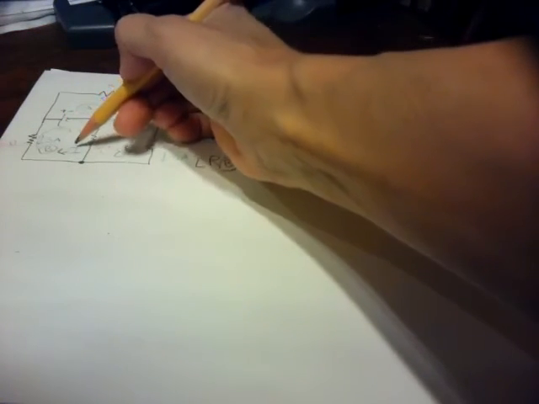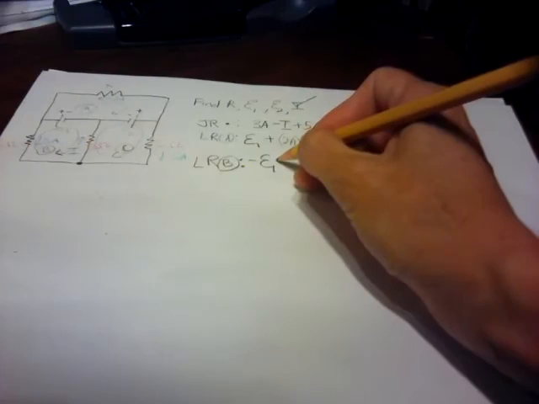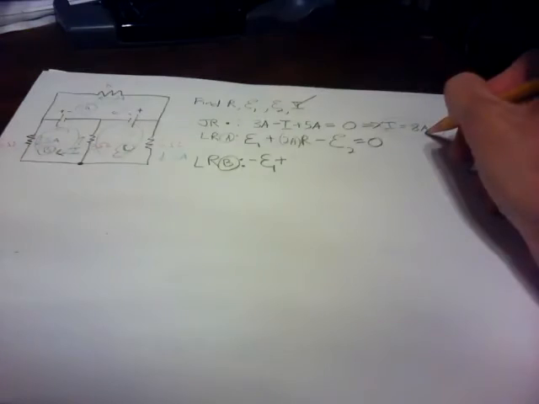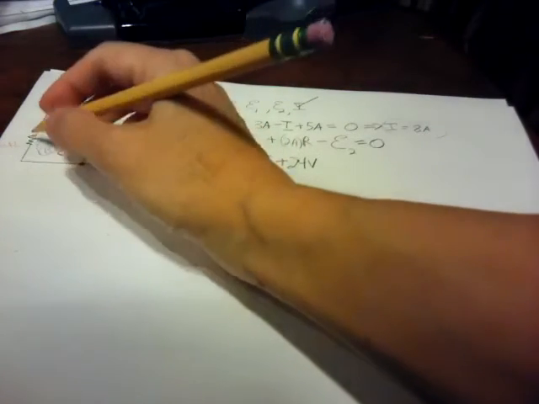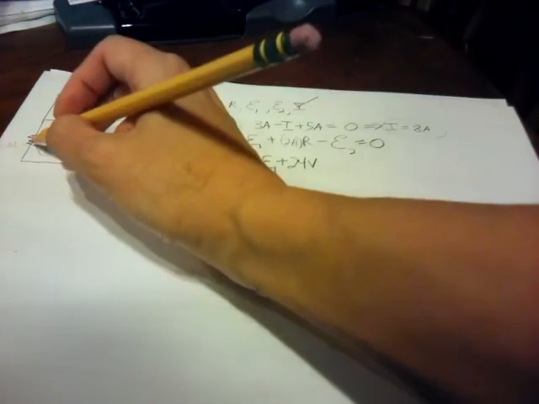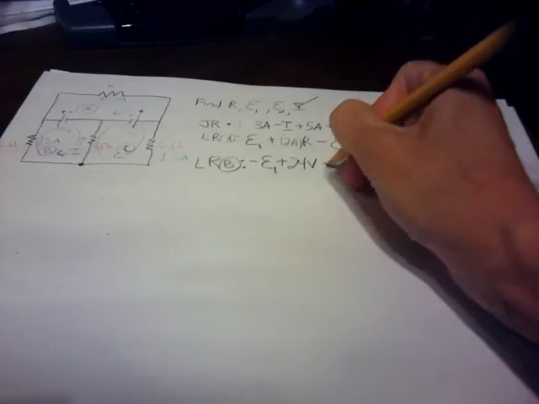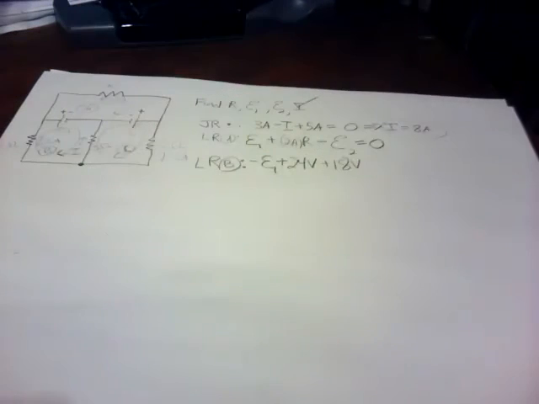Continuing on in my loop after the battery, I'm going to encounter this 3 ohm resistor. Going against the current will give me a voltage rise of I times R. In this case, my I had already solved for as 8 amps. 8 amps times 3 ohms would give me 24 volts. The next thing I encounter is a 6 ohm resistor on the outside, and 3 amps of current are going through it. I'm going against the current again. 3 amps times the 6 ohms will give me a positive 18 volts, according to my sign convention. And then I'm back to the battery again.